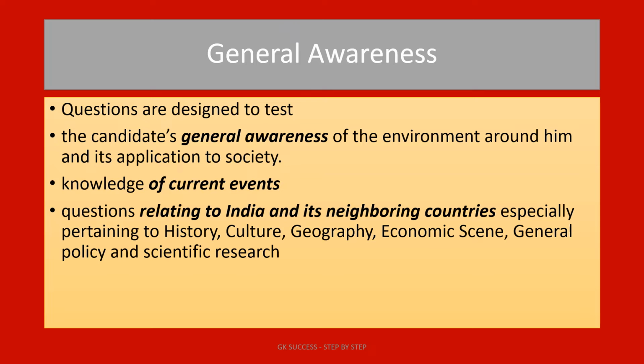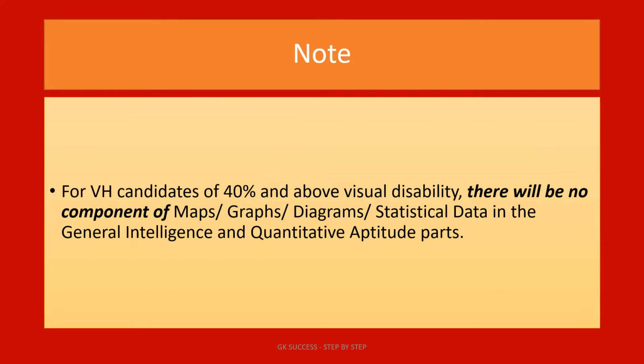Please note. There is an important note. For VH candidates of 40% and above visual disability, there will be no component of maps, graphs, diagrams, statistical data in the general intelligence and quantitative aptitude parts.